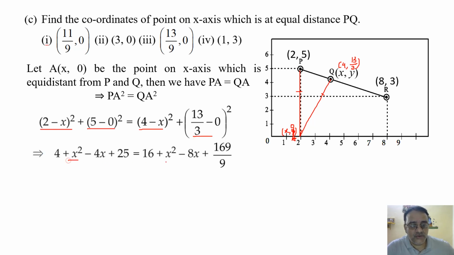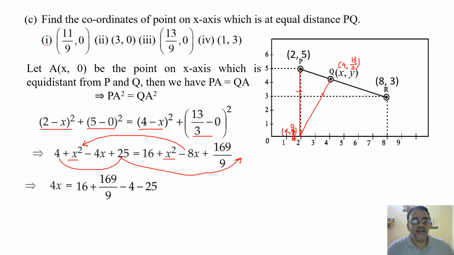Okay, x square we can eliminate from both sides, and we can shift minus 8x to this side, and carefully see, 25 plus 4 will become 29. Or shift both to the right side. So we are getting 8x minus 4x, 4x equals 16 plus 169/9 minus 4 minus 25. If you simplify these, finally we are going to get minus 13. Now take LCM and simplify.